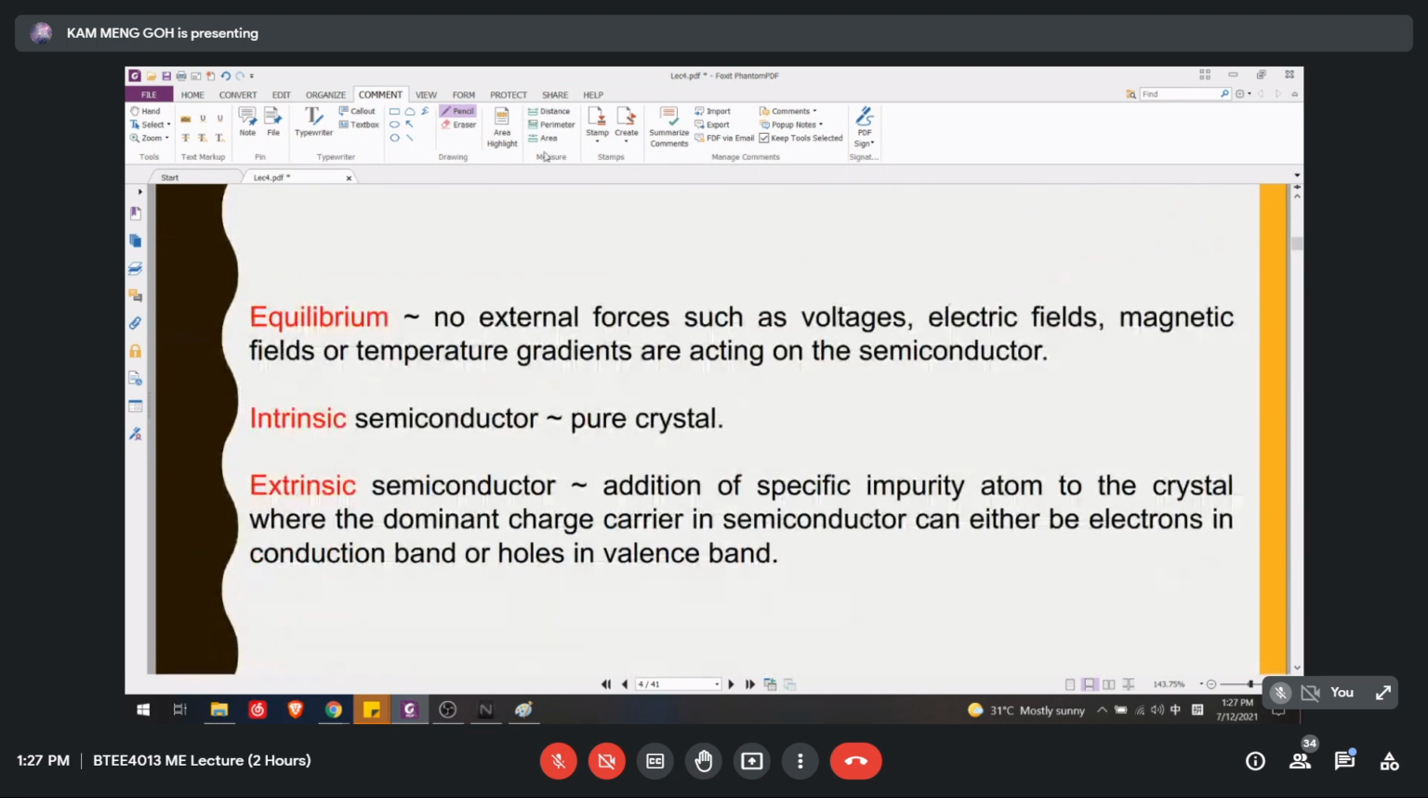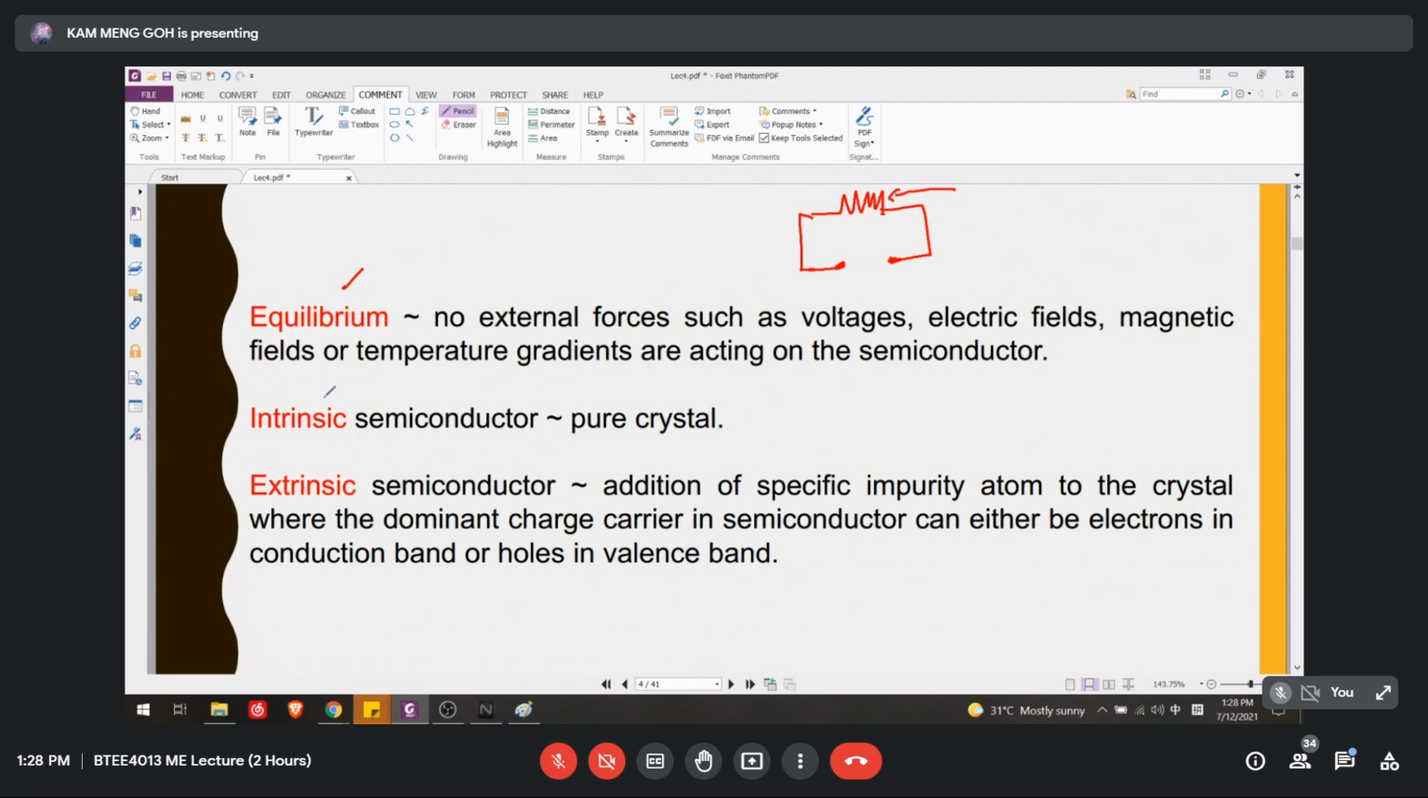So at first we need to deal with the equilibrium. Like I said at the beginning, there are no external forces such as a voltage, electric field, magnetic field, or temperature acting on the semiconductor. Which means something like this: if you have, let's say, a resistor, you are trying to make it an open circuit. You didn't provide anything to it. Inside this semiconductor, there will be electrons. But how are the electrons moving? That one we call an equilibrium status.